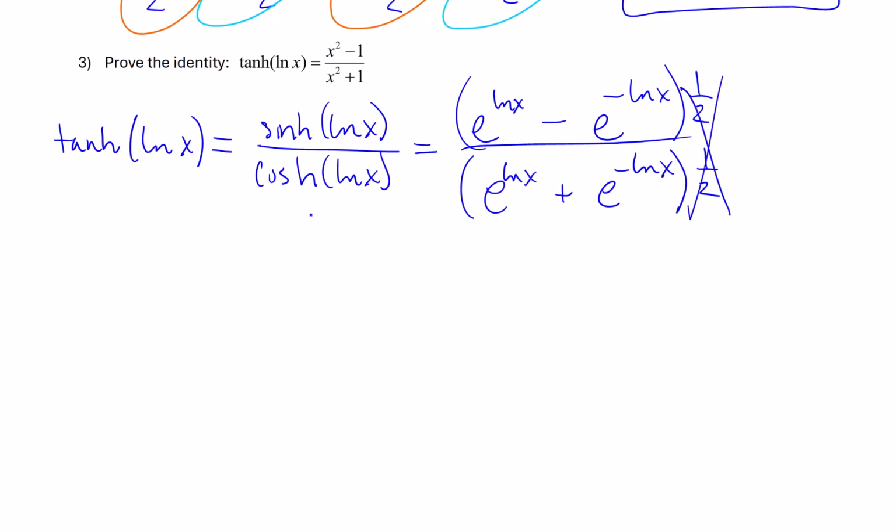Let's continue on simplifying this using some familiar algebra and even some steps we already used above in a previous example. You'll note that e to the ln of x reduces to just x. So our first term in the numerator is just an x. Then we have a minus.